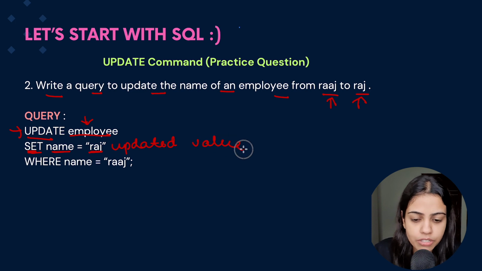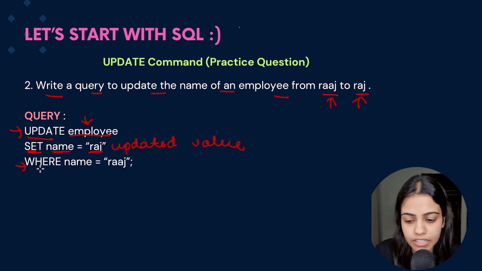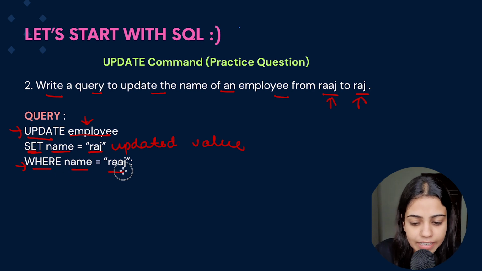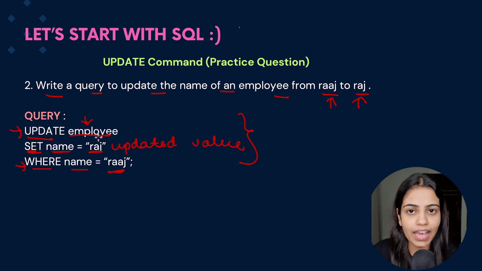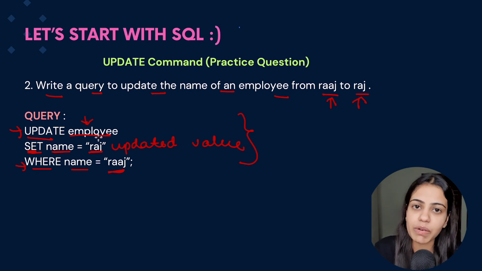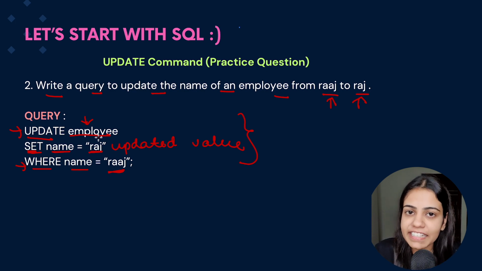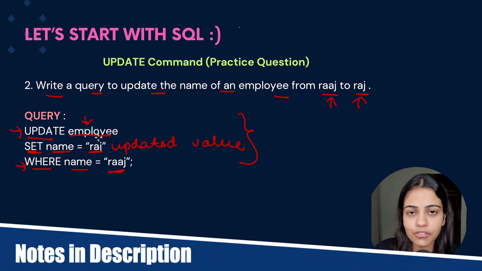And now my database wants to know where you want to set this updated value. So I'll provide the condition where name is RAAJ. In this manner, we can update the name from RAAJ to RAJ. So this is all about the update command in this particular video. We will be learning about the delete and the select command in the next set of videos.